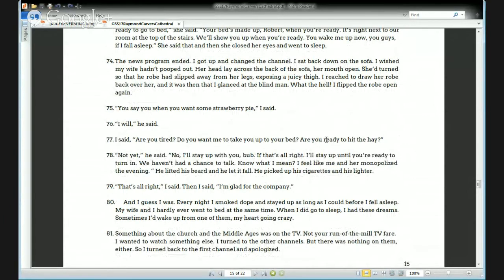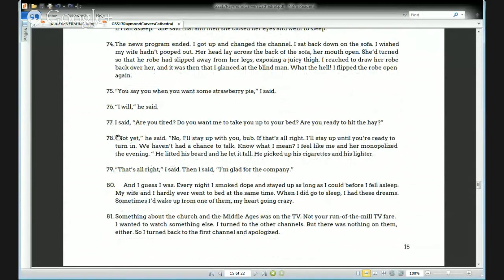Right. Oh, here it is. Okay, it's paragraph 78. It's this part where he says, "Are you tired?" And Robert says, "Not yet. I'll stay up with you, bub, if that's all right. I'll stay up until you're ready to turn in."